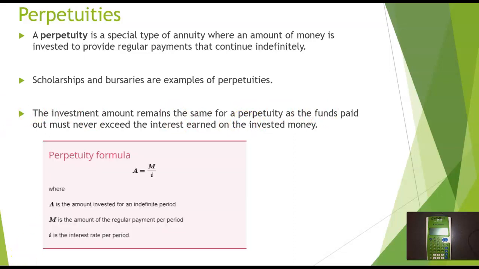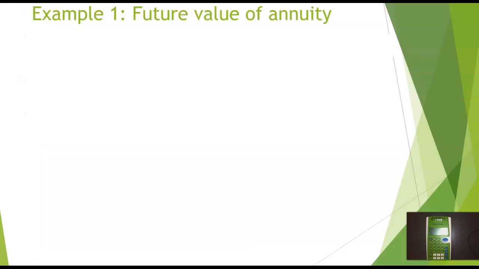So there is a formula for perpetuities, and here it is here, which is A equals M over I, where A is our amount that we've invested for the life of the perpetuity, M is the amount that's getting paid, and I is the investment interest rate per period. Okay, so we're going to do some examples now.